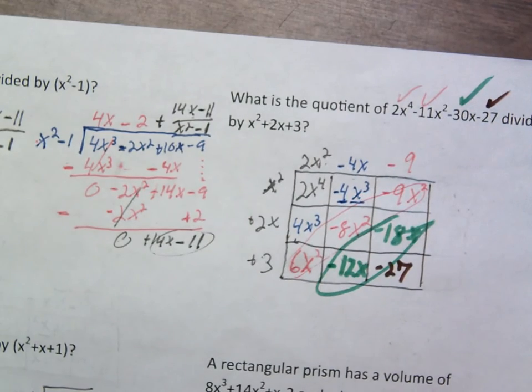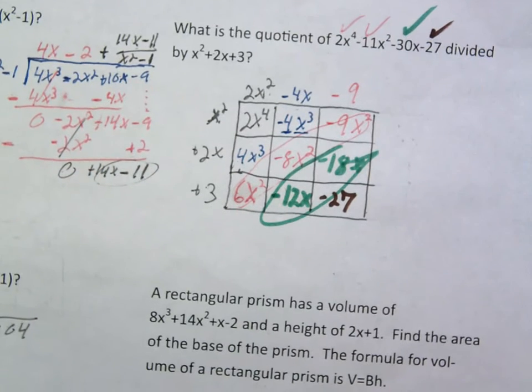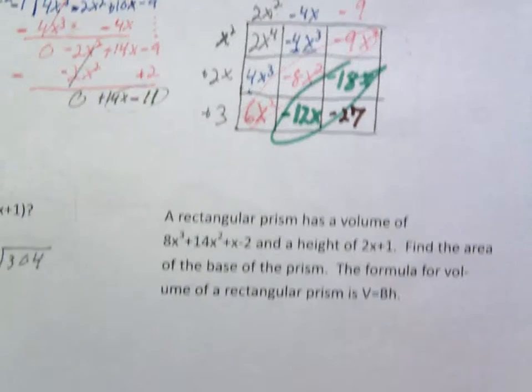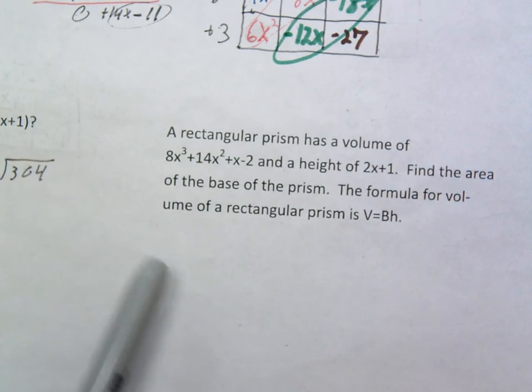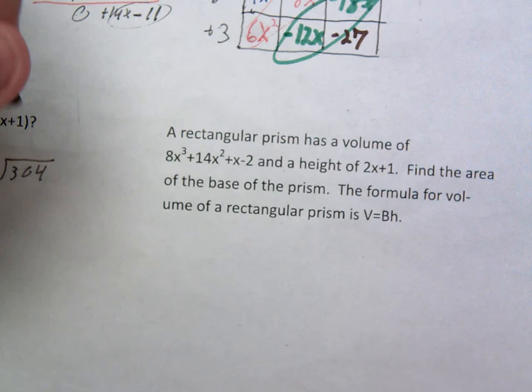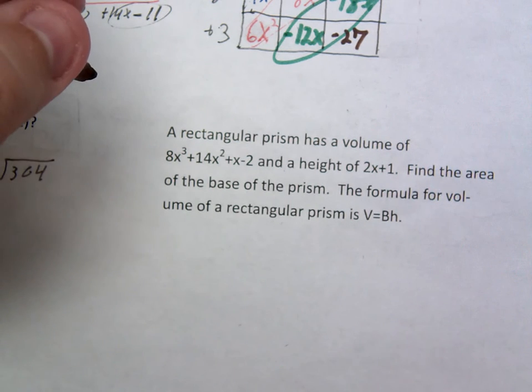All right, last one. Let's go ahead and have a look. All right, so it tells us we have a rectangular prism, and it gives us the height of that prism, and they want us to find the area of the base of the prism. So if we take volume, and we divide by 2x plus 1. Well, let's make sense of this. If we have a volume and we divide by the height, that should give us the area of the base.